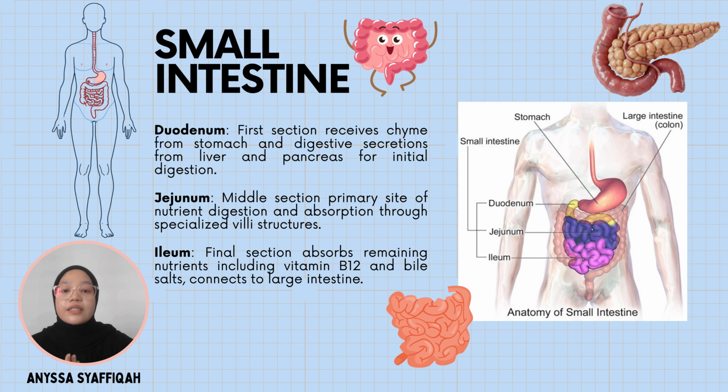The second part is the duodenum. The duodenum is the main site for nutrient digestion and absorption. It has many villi, which are tiny finger-like structures. These villi increase the surface area so nutrients such as glucose, amino acids, vitamins, and minerals can be absorbed into the blood more efficiently.